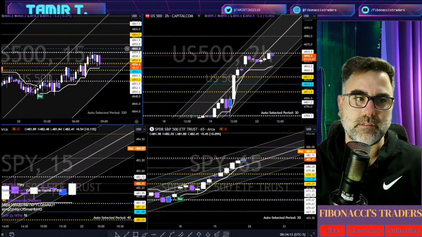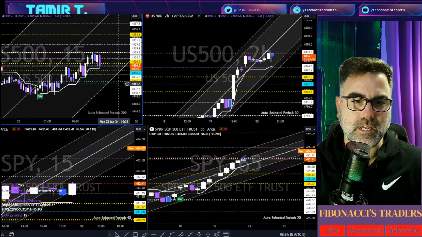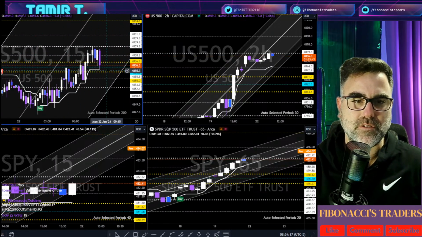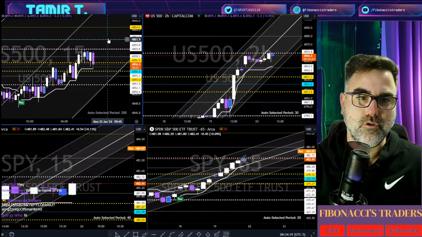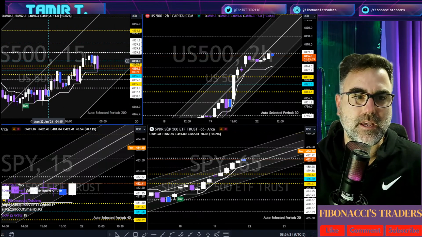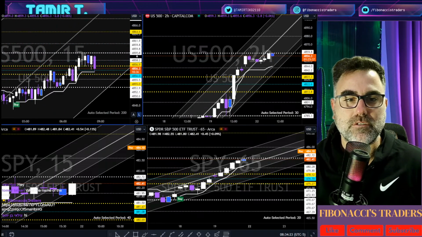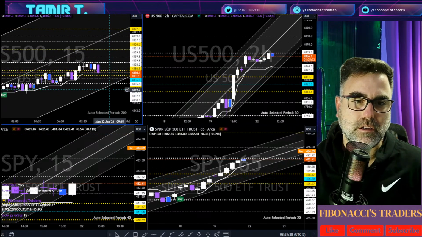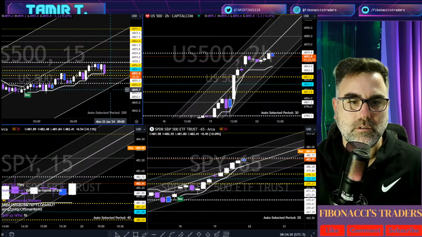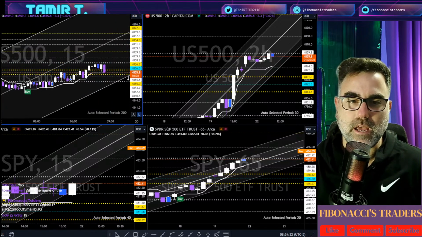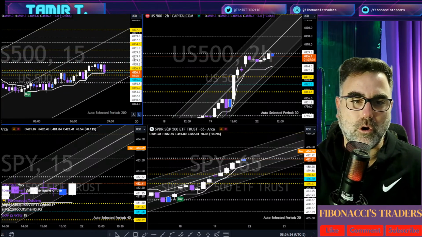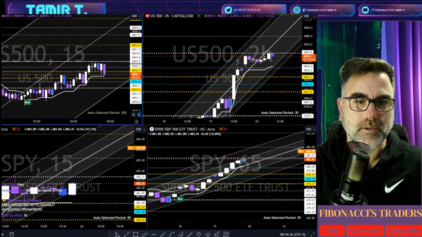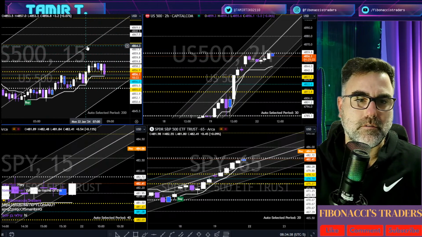On the 15 minutes, we are still above the yellow zone, very important area of support and resistance. By the way, for those who don't know, this is the FTI version 3, the Fibonacci Traders version 3. After years of searching for the right tool, I did not find one. This is why I've developed this tool. All my strategy under one roof. I know you saw the video from before.